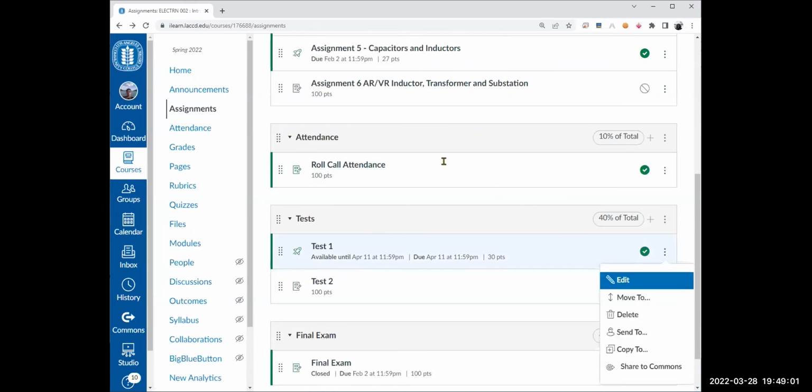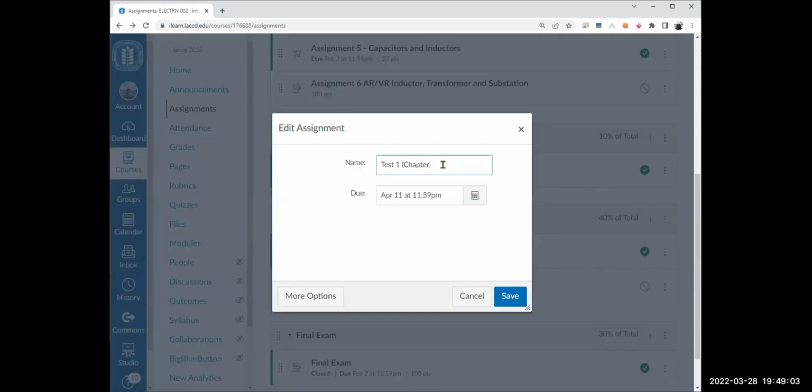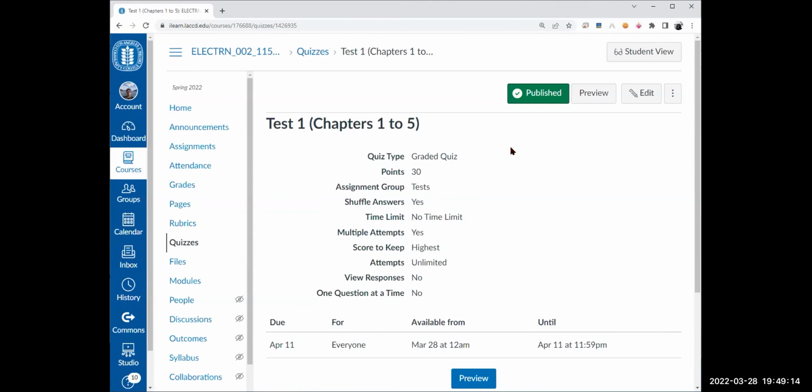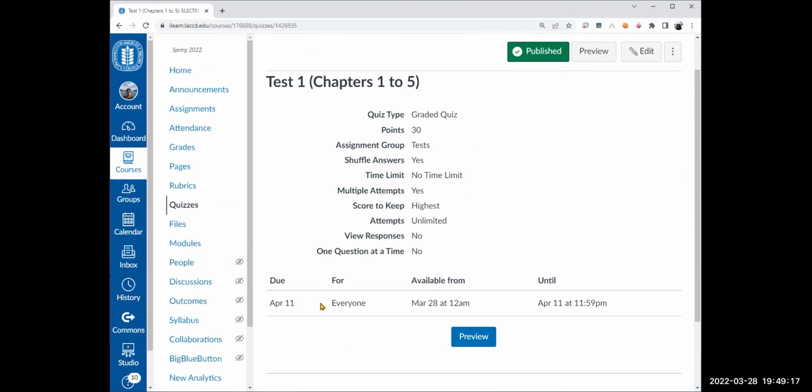This is test one. It's chapters 1 to 5 only, no chapter 6, 7, only chapter 1 through 5. And if you click on here, you can work on this. It's available from today, March 28, and then due April 11. So we have over 10 days to work on this take-home test 1.